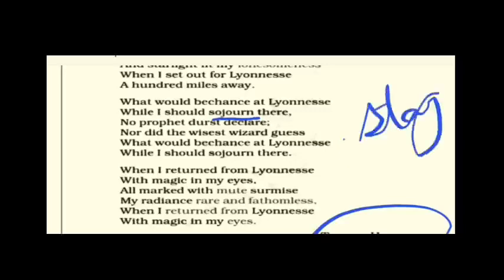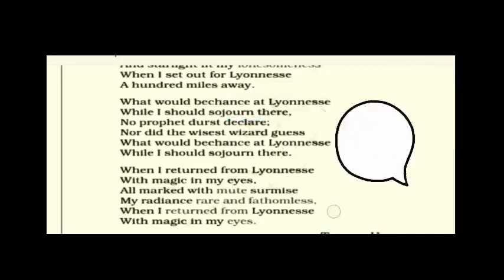So what had happened to him at his brief stay there at Lyonesse, no one could tell. No prophet does declare. Does means there. No prophet could declare. A prophet is someone who's believed to have a heavenly connection with God and is able to tell what had happened to people who are showing certain changes, isn't it? But in this case, the prophet was not able to tell a single thing. What would be chance at Lyonesse, while I should sojourn there? It means no one was able to tell what had happened to him while he was at Lyonesse.